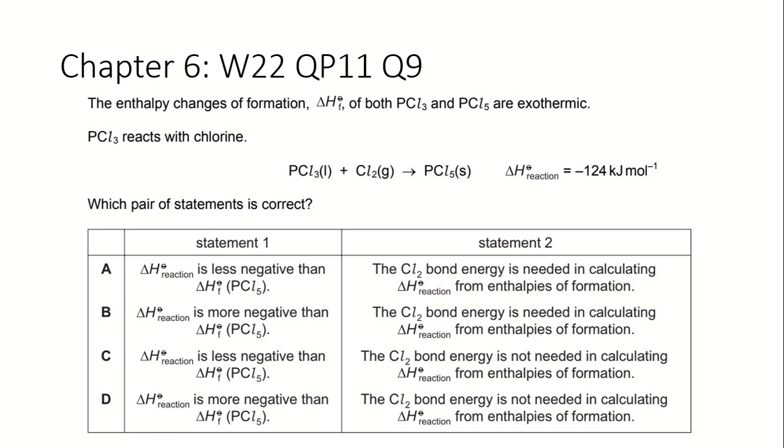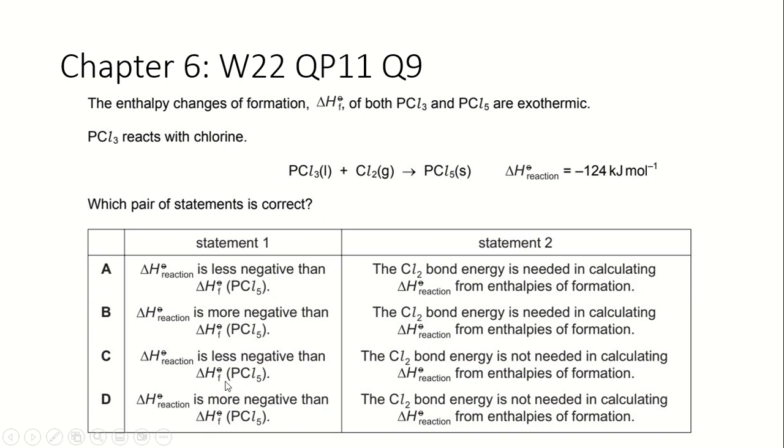Okay, this is question 9 from the winter 2022 paper. It is a reaction between PCl3 and chlorine to form PCl5. We are supposed to choose which pair of the statements is correct.